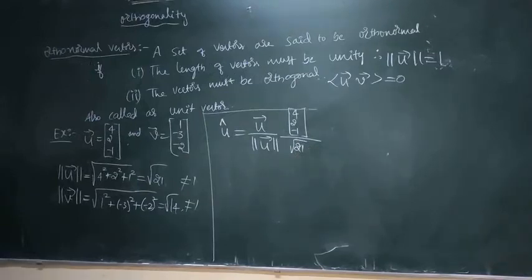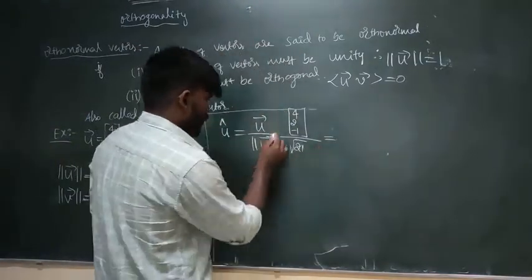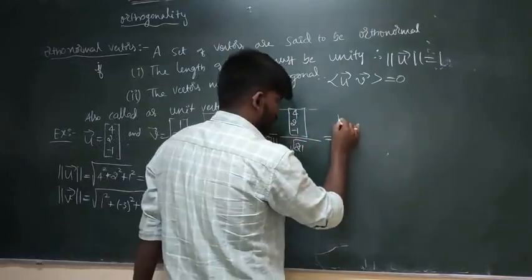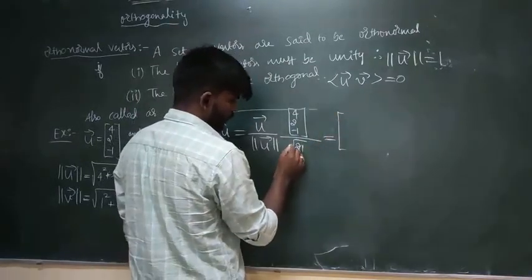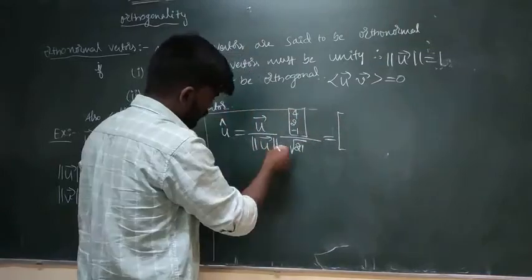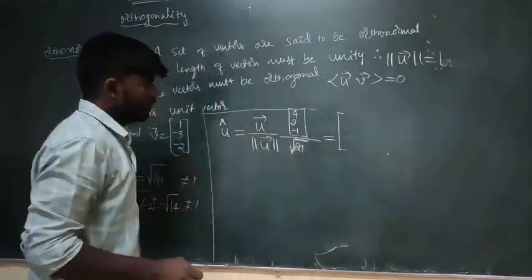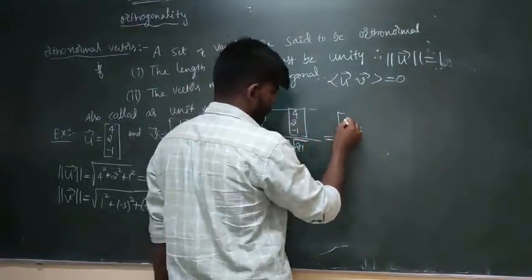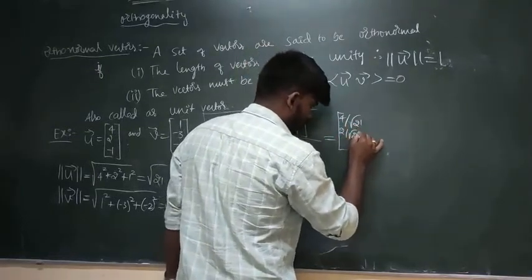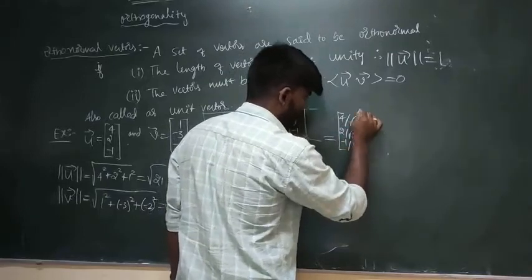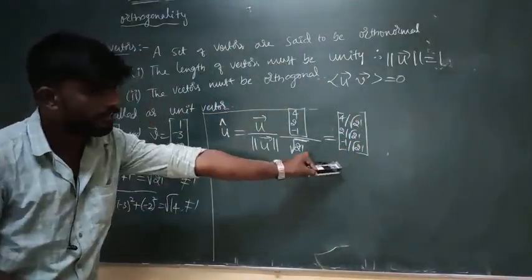Therefore, the orthonormal vector is U divided by the norm of U. Then we divide by root 21, which goes inside the column matrix, giving 4 by root 21, 2 by root 21 and minus 1 by root 21. Therefore, this is the orthonormal vector.